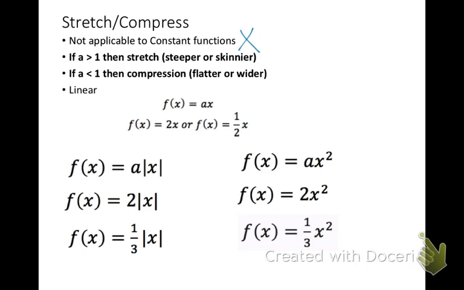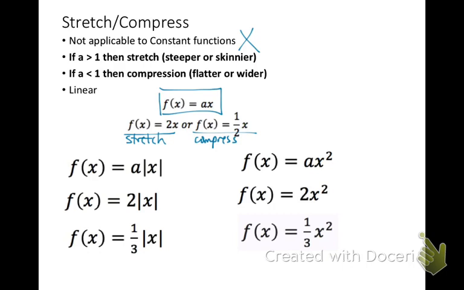Now, when we're talking about a values, that is the number that's going to be right in front of the x. So in your a value box, write f of x equals ax. And then we have 2 examples. If a is greater than 1, this is a stretch, like f of x equals 2x. If your a value is less than 1, this is a compress.